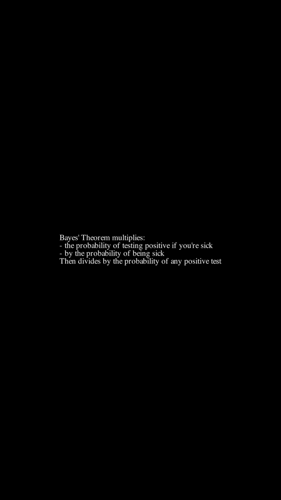Bayes' theorem calculates this by multiplying the probability of testing positive if you're sick by the overall chance of being sick, then dividing that by the total probability of a positive test result. In other words, the probability of being sick given a positive test equals the probability of testing positive if you're sick times the probability of being sick divided by the overall probability of testing positive.